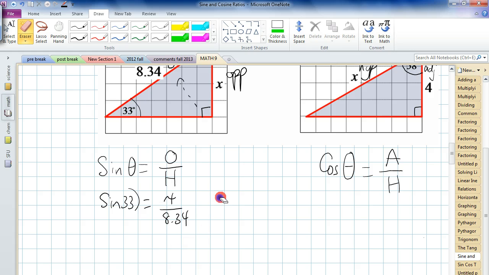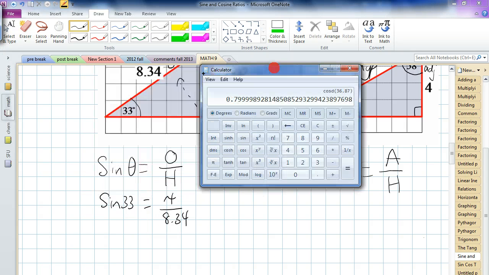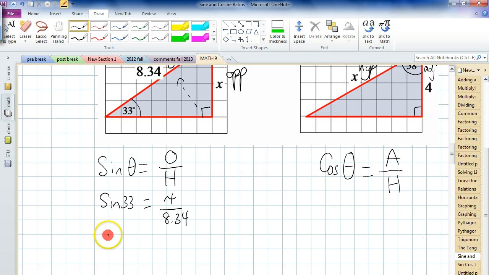First, what I did was I found the sine of 33, because some people don't like that sine thing. Find the sine of 33, so get rid of that. And the way I do that is get my calculator. 33 sine is 0.54. 0.54 is what I'll use there. 0.54 equals x over 8.34.